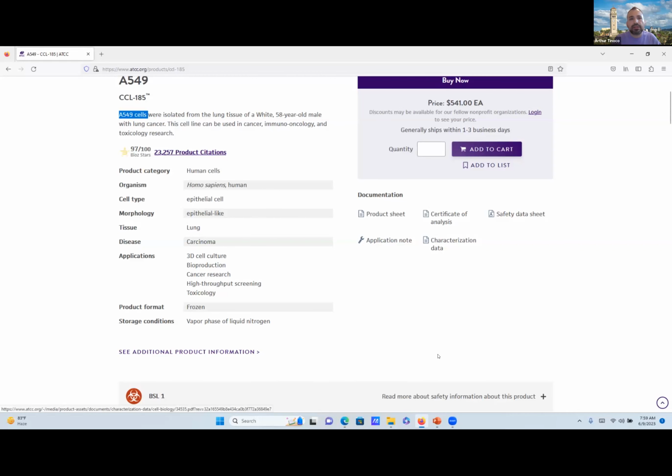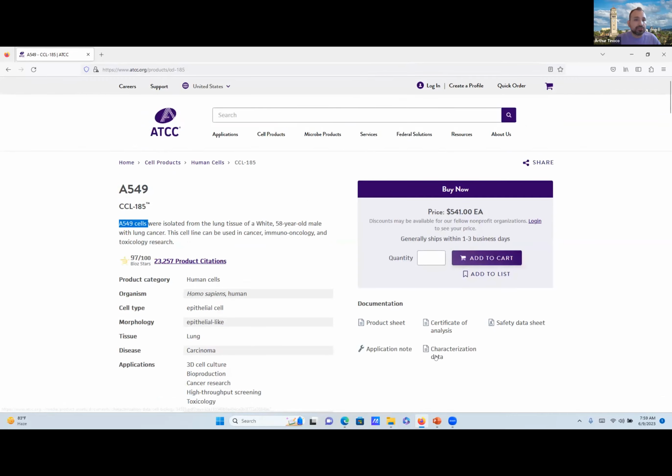All right, so I just want to give you that context of how you can get the information with regards to cells. That's a little bit more precise than just simply looking it up in a published manuscript. All right.